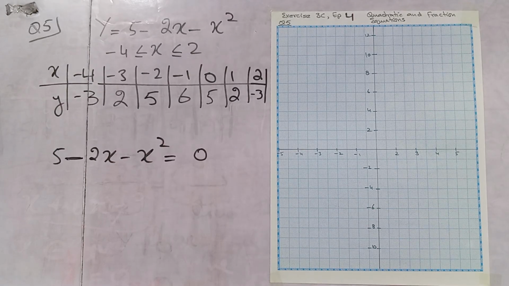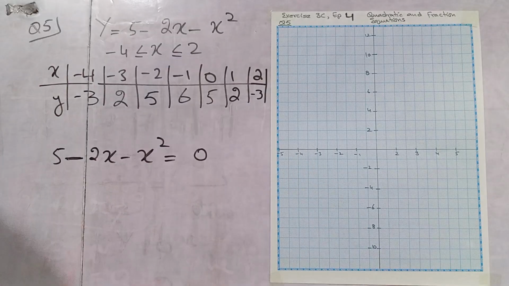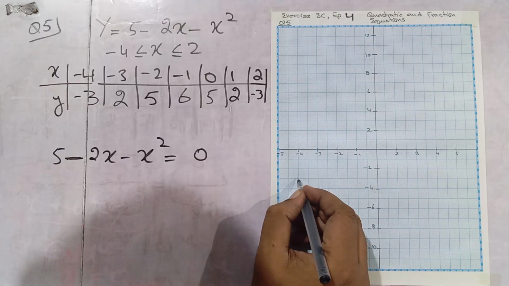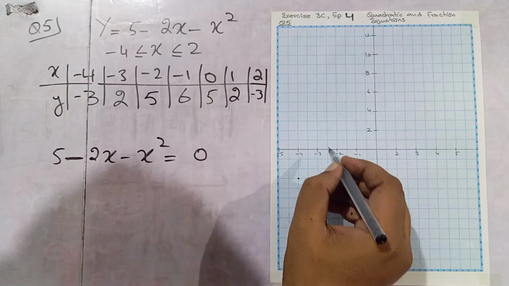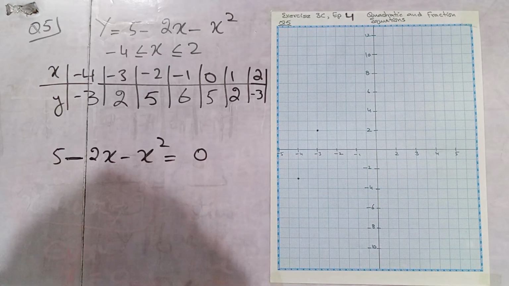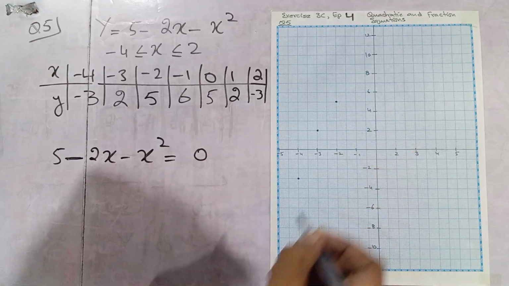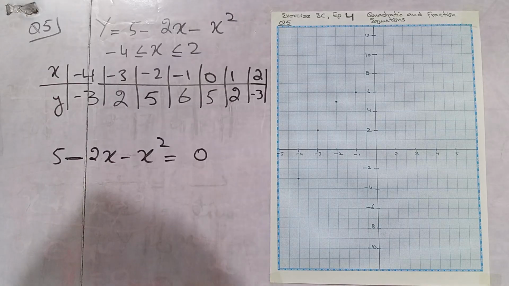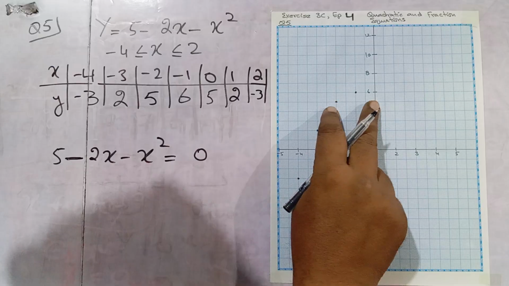I will try to plot these points. So at minus 4, it is minus 3. So this is the point. At minus 3, it is 2. At minus 2, it is 5. Five is here. At minus 1, it is 6. At 0, it is 5. So you see the smoothness. These are on the same level.